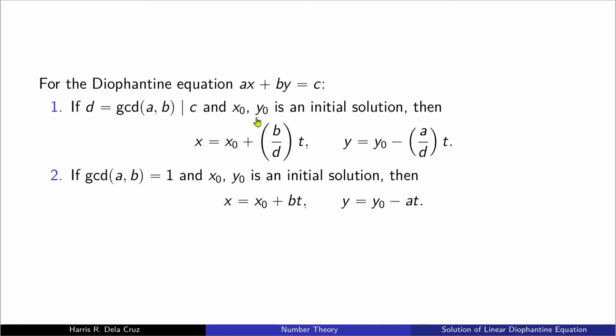You can guess what the initial solution is, or you can use the Euclidean algorithm. Then once you have the initial solution, use this formula: x equals x sub 0 plus b over d times t, and y equals y sub 0 minus a over d times t. A special case of this theorem is if the GCD is 1. So what happens if the GCD is 1? d becomes 1. So your x becomes x sub 0 plus b times t, and your y becomes y sub 0 minus a times t.